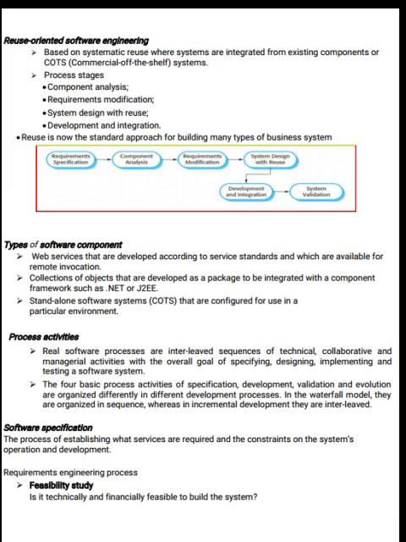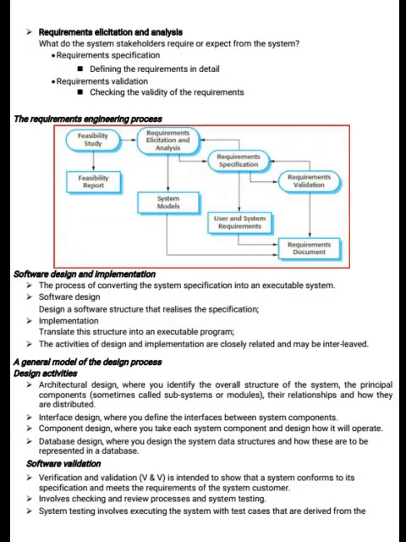Software specification. The process of establishing what services are required and the constraints on the system's operation and development. Requirements engineering process. Feasibility study: is it technically and financially feasible to build the system? Requirement elicitation and analysis: what do the system stakeholders require or expect from the system? Requirements specification, defining the requirements in detail. Requirements validation, checking the validity of the requirements. The requirements engineering process, see the figure.